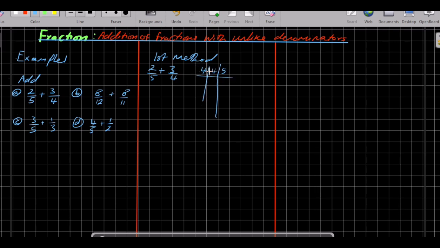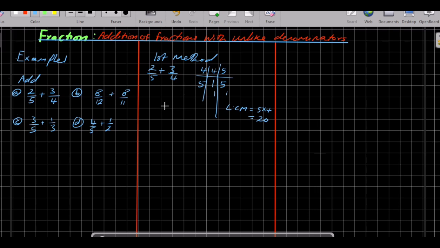I'm going to use a number that can go into each of the numbers given to us here. So we have 4. 4 can go into 4, giving 1. 4 cannot go into 5. So 5 can go into 5, giving 1, 1. So my LCM now is going to be 5 times 4, which gives me 20. So 20 is going to be my LCM.